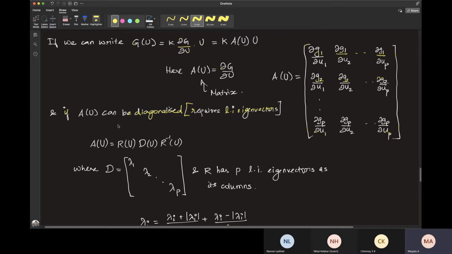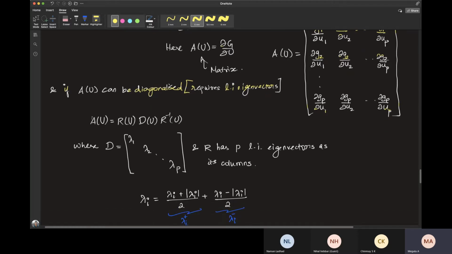I said that this matrix A can be diagonalized. So in that case, we can diagonalize in this manner. A of u is now R of u into D of u into R inverse of u, where R of u is a matrix whose columns are the linearly independent eigenvectors of A of u. And D of u is a diagonal matrix consisting of the eigenvalues.